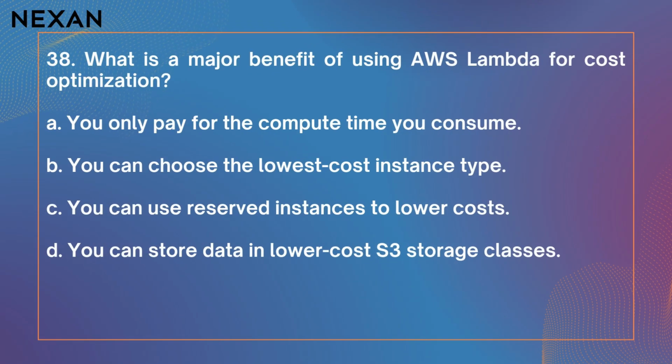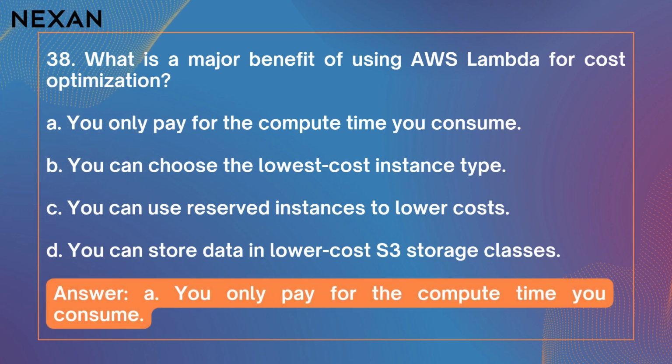38. Which is a major benefit of using AWS Lambda for cost optimization? A. You only pay for the compute time you consume. B. You can choose the lowest level cost instance type. C. You can choose reserved instances to lower costs. D. You can store data in lower cost S3 storage classes. Answer: A. You only pay for the compute time you consume.